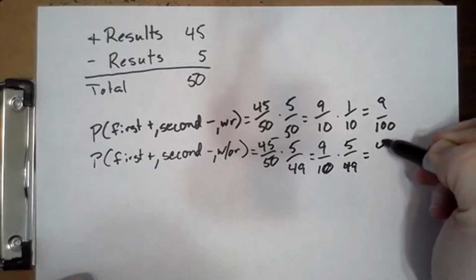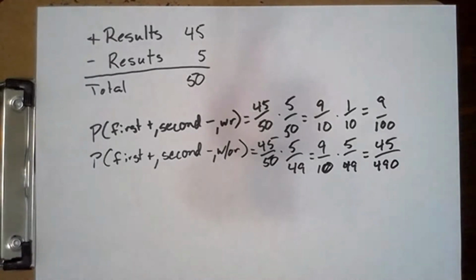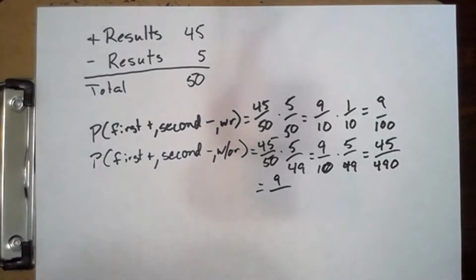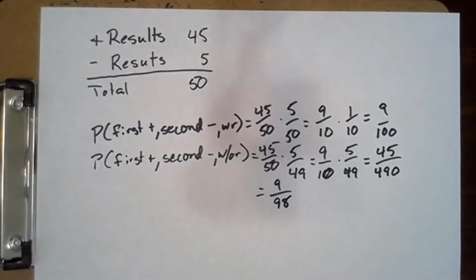So this becomes 45 out of 490. That is only slightly different. We can actually simplify that a little bit. Divide the numerator and the denominator by 5. We get 9 out of 490 divided by 5, which is 98. 9 out of 98. So the chances are slightly better of getting the second situation than the first. Moving on.